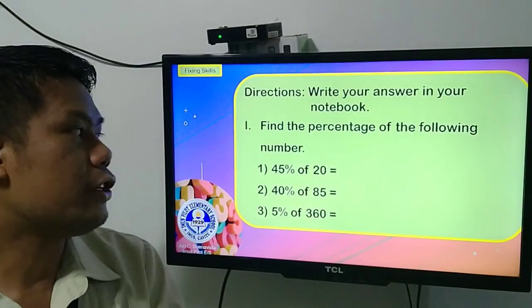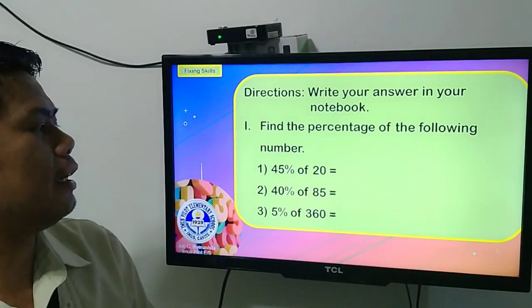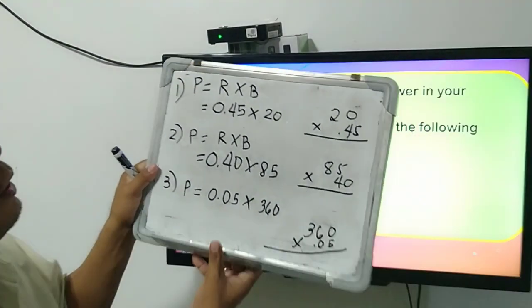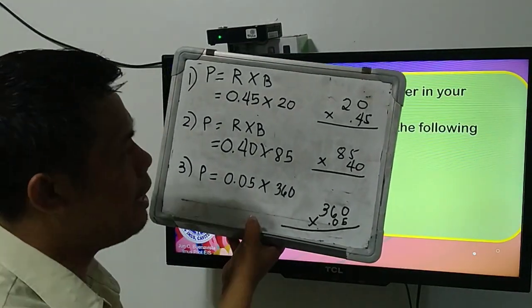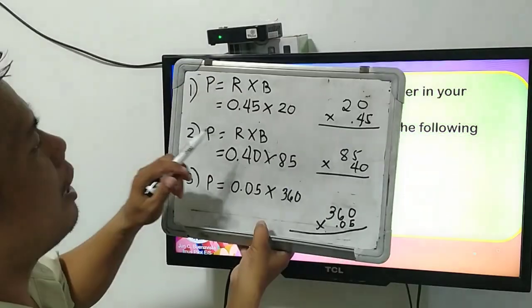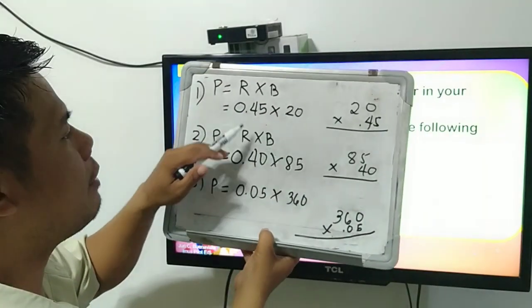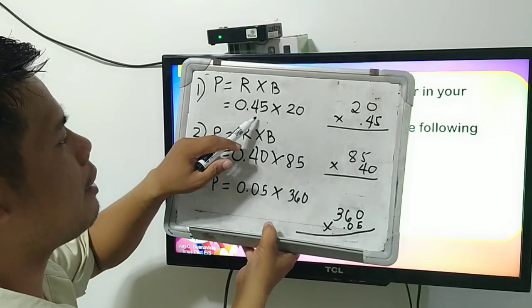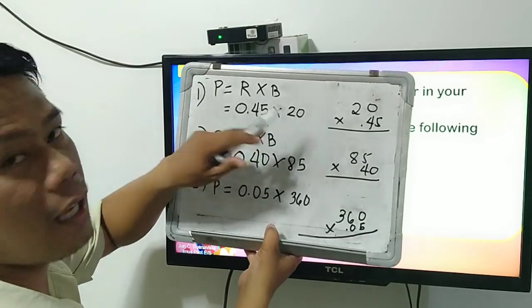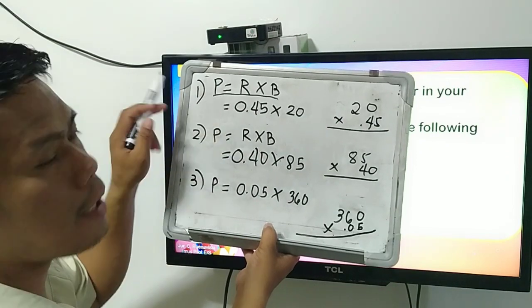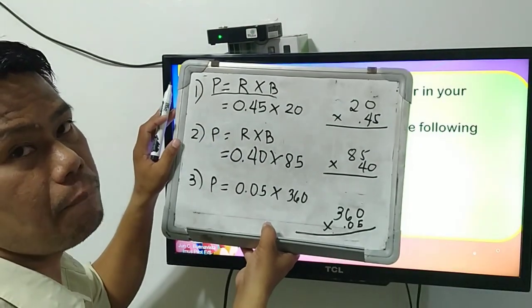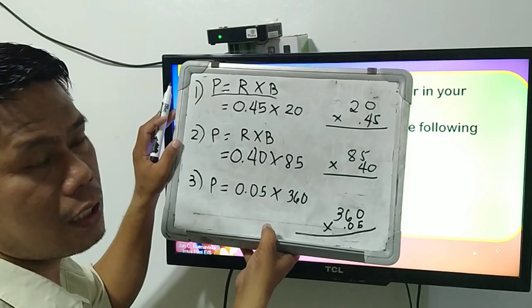Okay, I think you're done, so we're going to check. For number 1, everybody, eyes on the board. Okay, so number 1, we have 45%, so I already changed the 45% into 45 hundredths times 20. Again, you always start with the formula. P equals R times B, in order to memorize it.